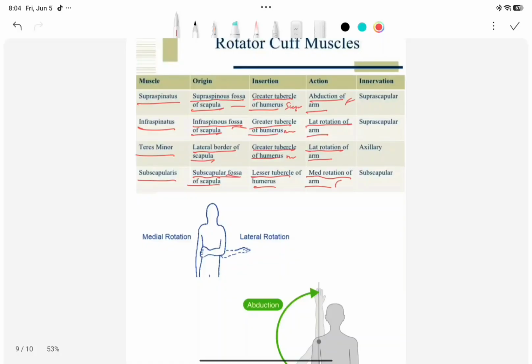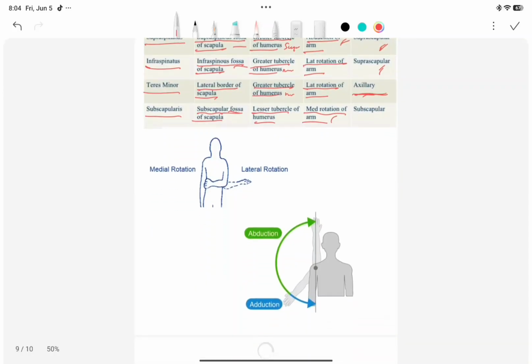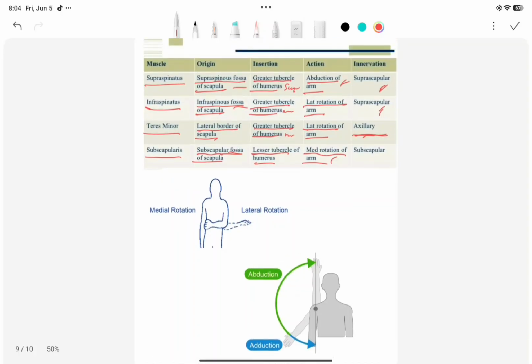Now the innervation. The suprascapular nerve supplies the supraspinatus and infraspinatus. The suprascapular nerve is a branch of the upper trunk of the brachial plexus. Teres minor is supplied by the axillary nerve, which is a branch of the posterior cord. The subscapularis muscle is supplied by the subscapular nerves, the upper and lower subscapular nerves.